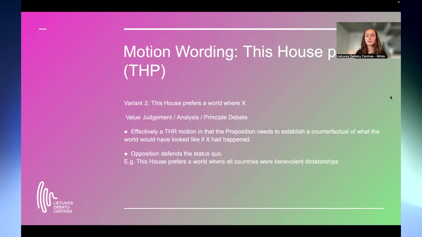Another variant is this house prefers a world where X. So here it's kind of a this house regrets motion, in that the proposition needs to establish a counterfactual as well of what the world would have looked like if X would have happened. So it's kind of the reverse of this house regrets. And opposition needs to defend the status quo as previously in the this house regrets example. An example of this motion would be this house prefers a world where all countries were benevolent dictatorships.